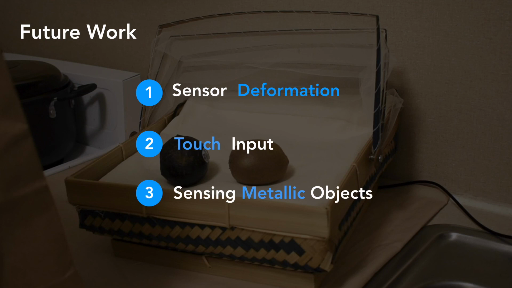Third, our technique cannot differentiate metallic objects. This is a limitation of capacitive sensing. We expect that a hybrid approach combining capacitive sensing with inductive sensing has great potential to solve this problem.